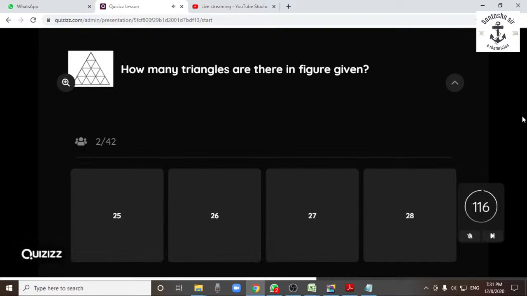How many triangles are there in the figure given? This triangle is like 1,000 pillars temple. So count carefully. How many triangles are there in the figure given?